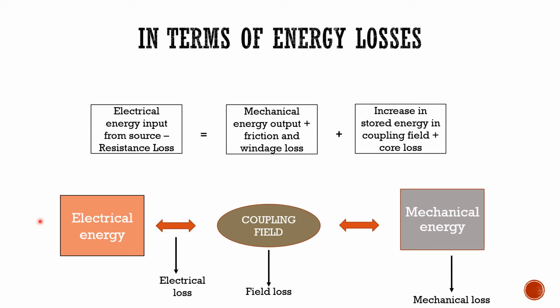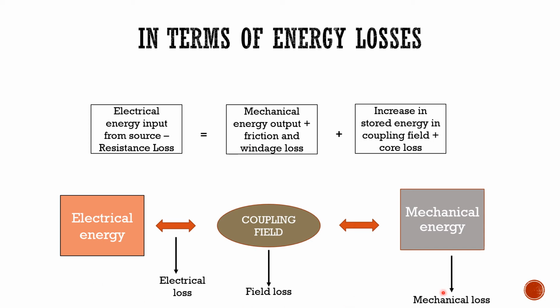We can also see it this way. We have electrical energy, we have a coupling field, and we have mechanical energy. We know the process can go vice versa, from mechanical to electrical. So we have electrical energy and we have electrical loss, which is called resistance loss. Then we have the coupling field, and here we have field loss that is in the form of heating, from the change in the magnetic field. And last, we have mechanical loss, which is due to friction and windage.